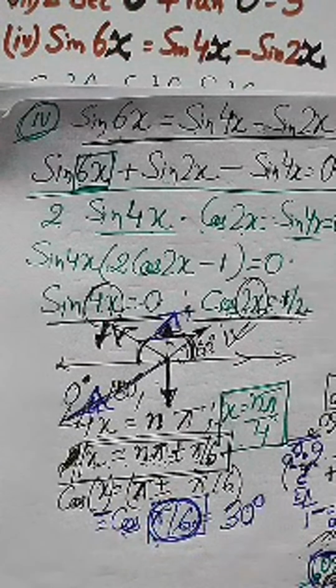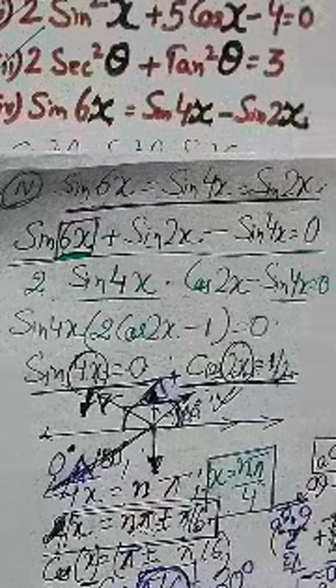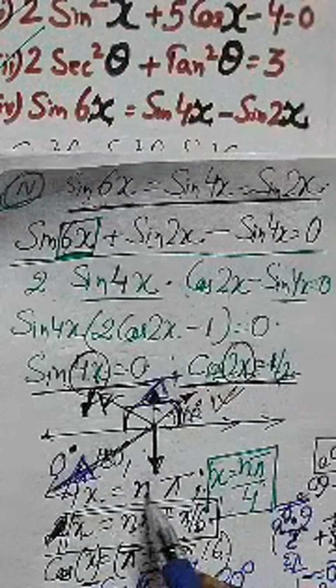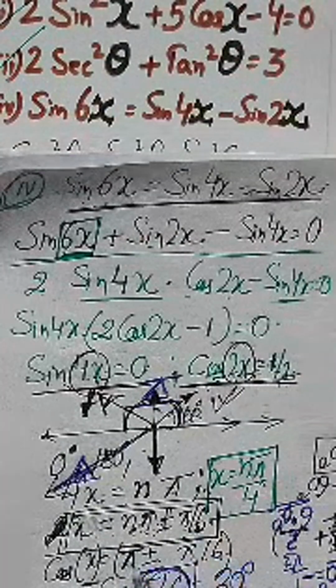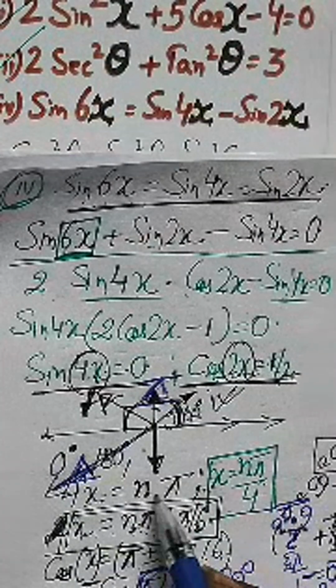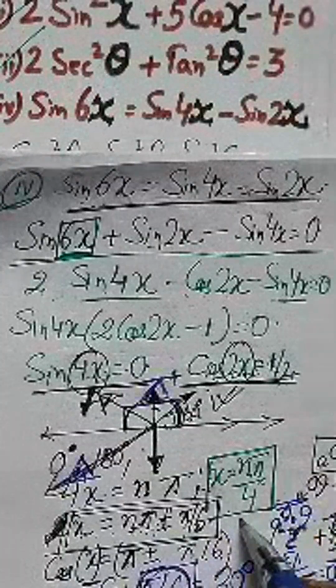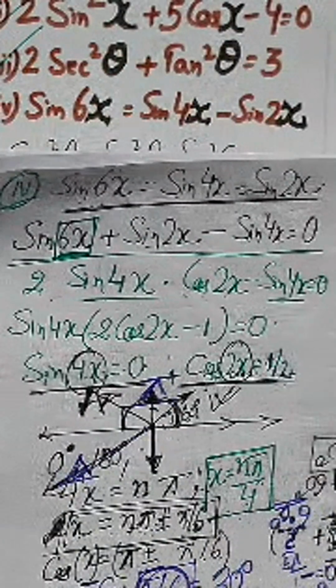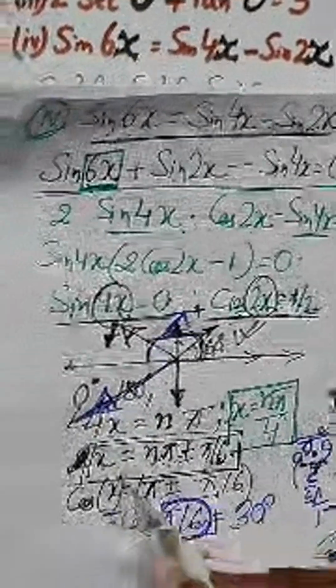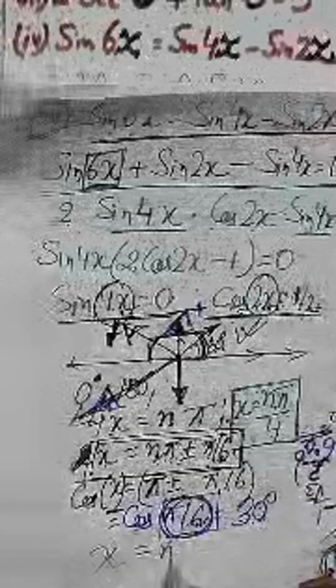So this solution gives you two values: either x equal to n pi by 4, because from here we have taken x equal to n pi by 4, and the second one from here is x equal to n pi plus minus pi by 6. So in this way the fourth question is also solved here.